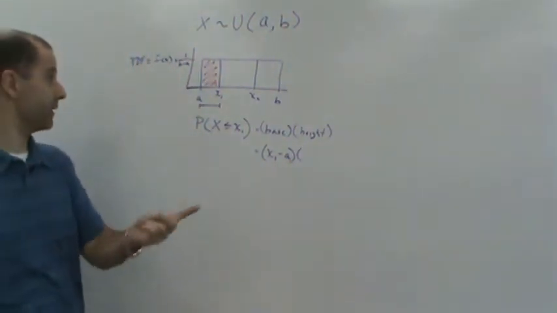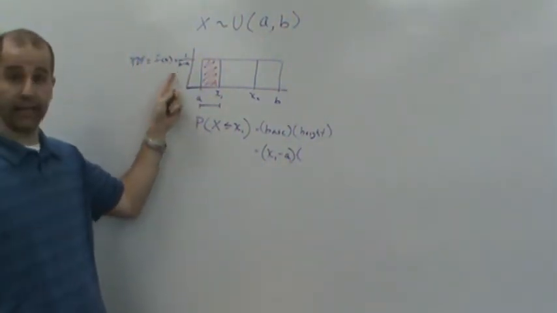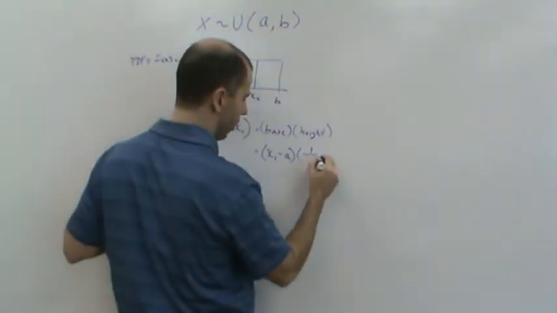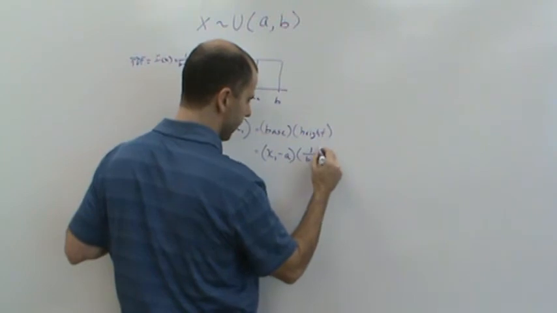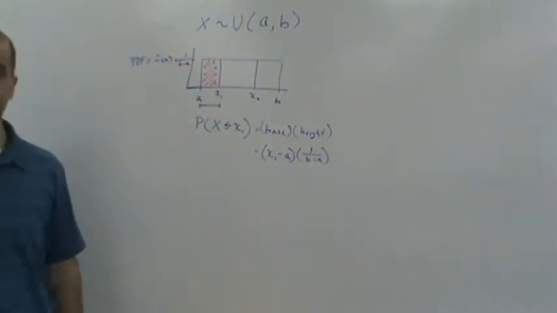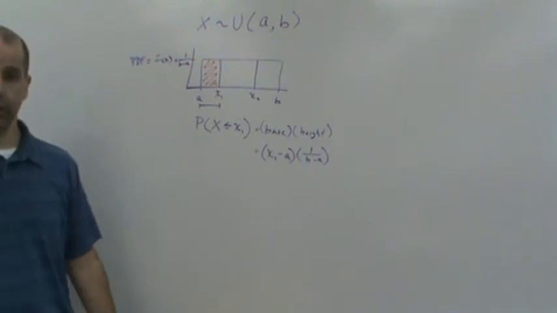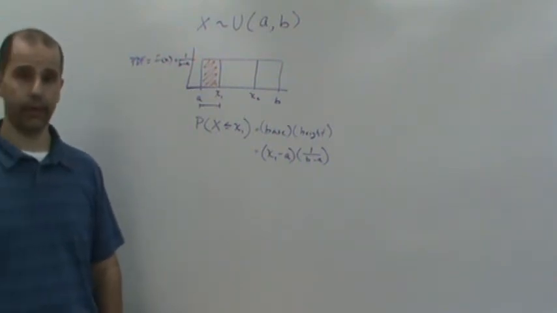What is the height? We already found out what the height is. It has to be 1 over B minus A. That's the formula for finding the probability of less than or less than or equal to. Okay?